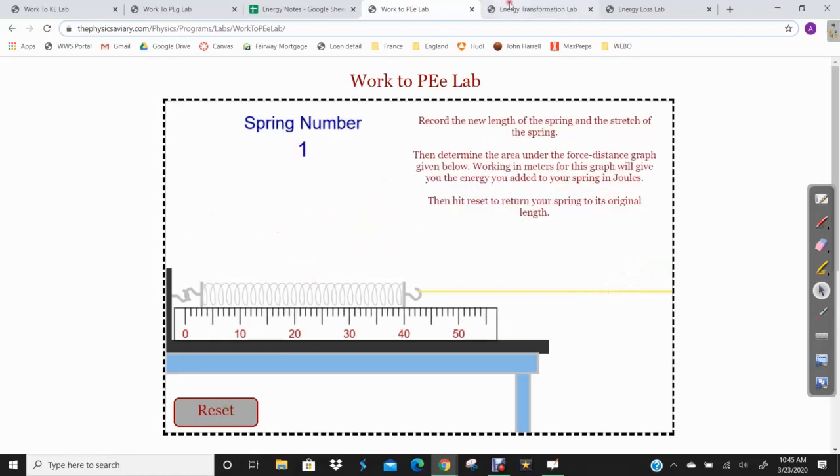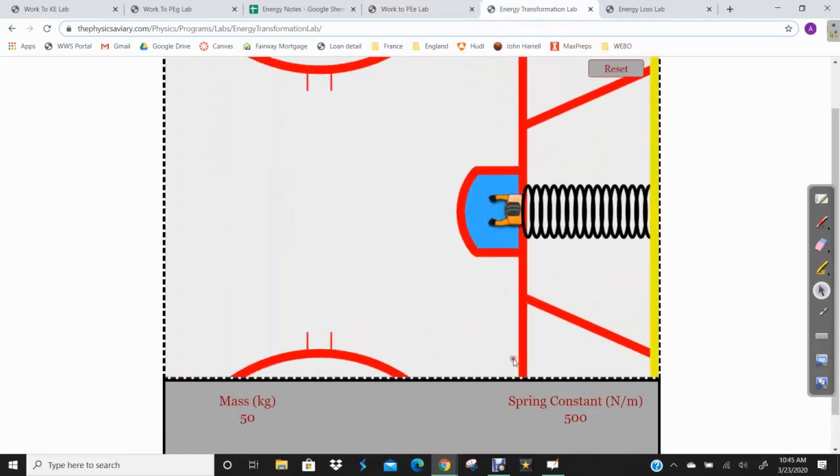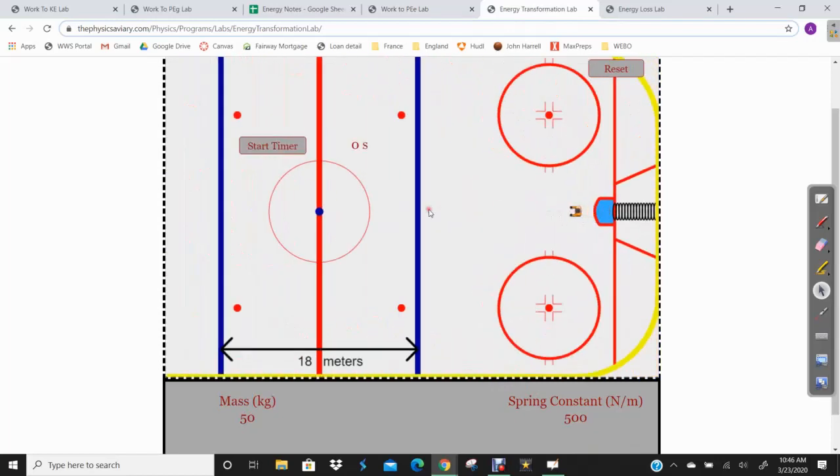All right, now what I want to talk about is that it doesn't always have to be work done to an object and then it gains some type of energy. We can transfer energy too. So let's look at this lab here. We've got a little hockey player here, and we're going to compress this spring some distance, and then we're going to fire the hockey player on frictionless ice.